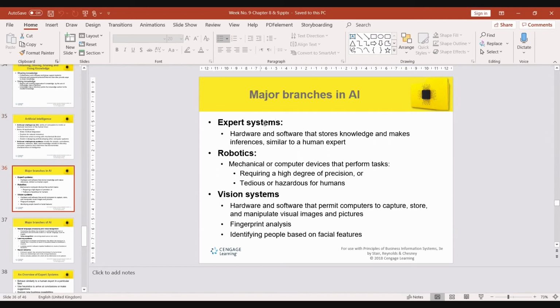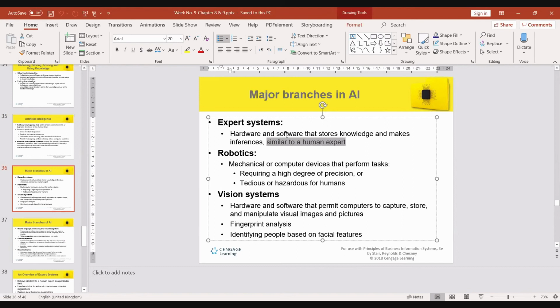So more branches: we have expert system, hardware and software that store knowledge and make inferences similar to a human expert. The expert system can be used in universities where the student can interact, and in a hospital where the expert system can diagnose disease. And robotics, we already discussed, it's mechanical computer devices that perform tasks requiring a high degree of precision or that are tedious and hazardous for humans. So robotics can do a lot of steps.